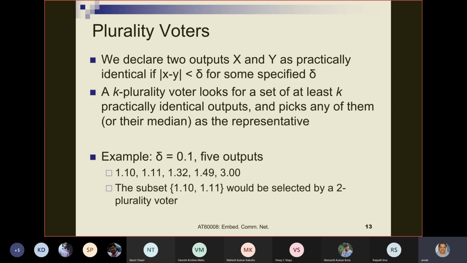But then it is important to understand that this relationship is not transitive. What do I mean to say? If I say that x and y are practically identical, and I say that y and z are practically identical, that does not mean that x and z are practically identical. Are you with me?